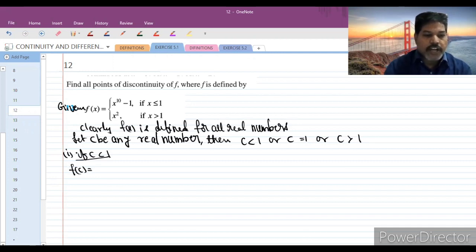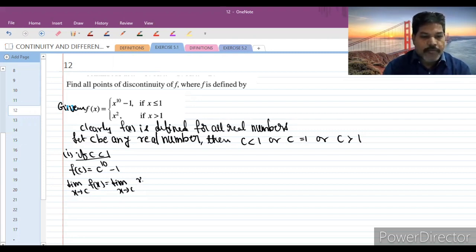f of c is equal to, if c is less than 1, f of c is c power 10 minus 1. So limit x tending to c of f of x is equal to, what happens? Limit x tending to c, the f of x value will become x power 10 minus 1.